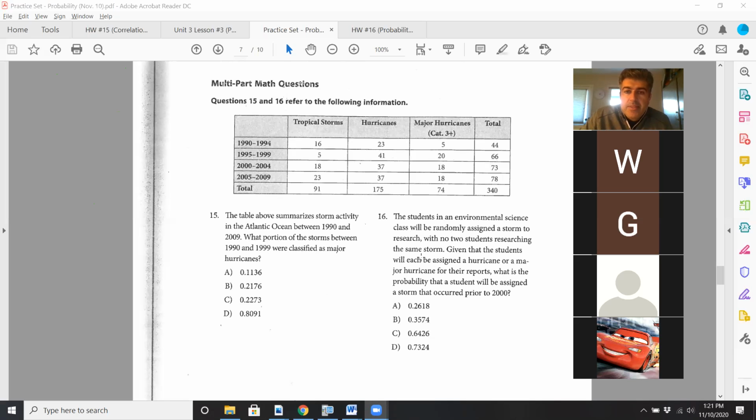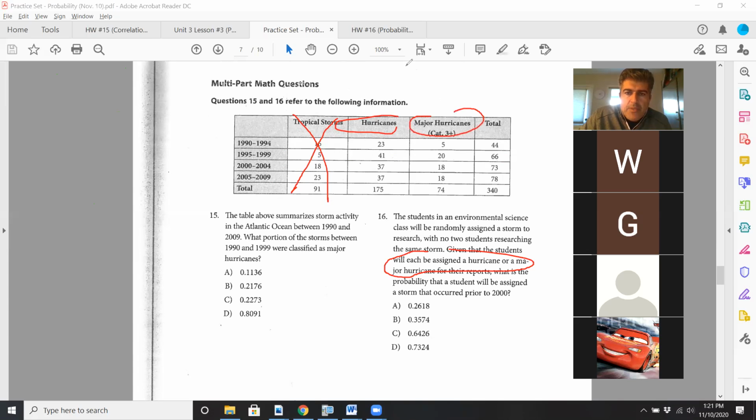Great. Thank you. So they said a given. So you have to always look for the given or considering, blah, blah, blah. So it's all about wording, really. So what's the probability, given that a student will be assigned a hurricane or a major hurricane. So I only focus on that, I don't care about this, so you can cross it off, only hurricanes and major hurricanes.